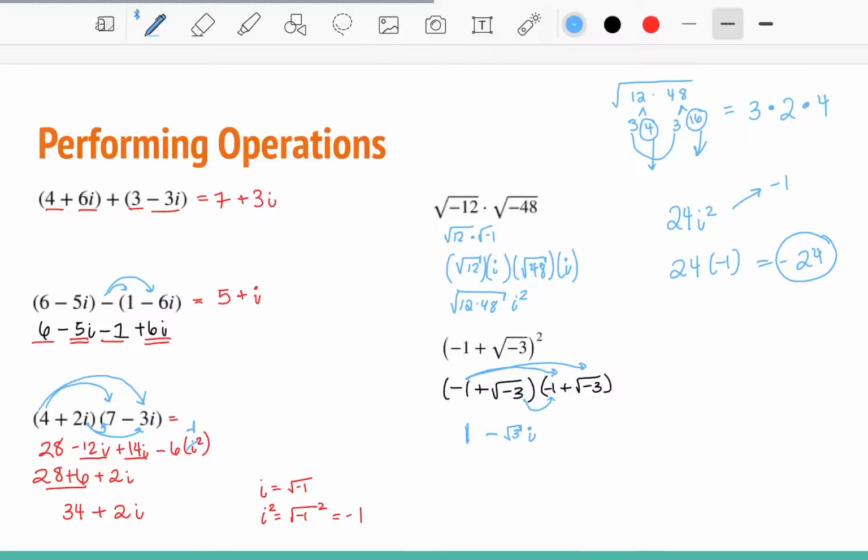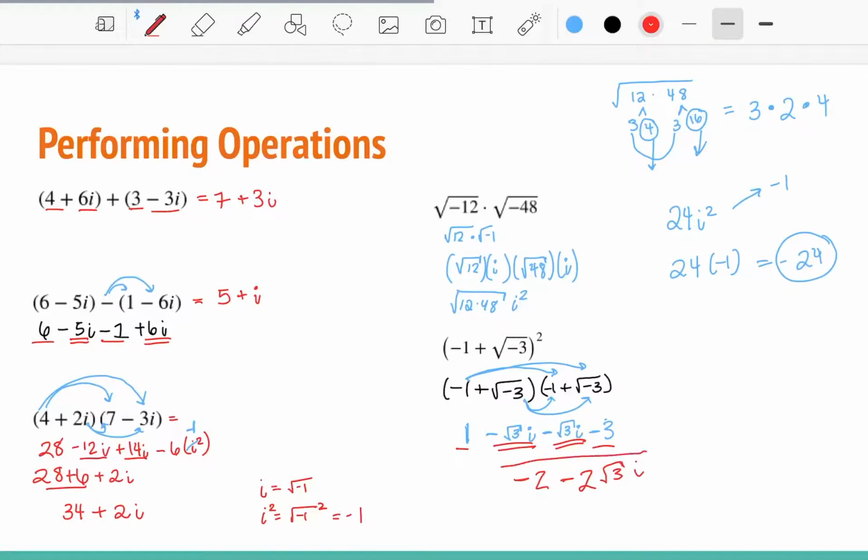Here I'm going to have the same thing again. -1 times the square root of -3, so it's negative square root 3 times i. Now I've got square root of -3 squared. A square root of something squared is just that original thing. So that will give me -3. I'm going to go ahead and combine like terms. 1 and -3 will get me -2. And negative root 3i, negative root 3i, that will get me 2 times negative root 3i.